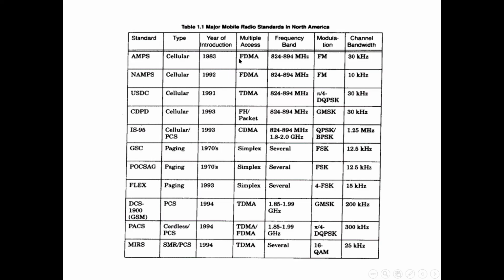The type of multiple access is frequency division multiple access. The frequency band is 824 up to 894. So what will be the total bandwidth of the Advanced Mobile Phone System? 70 megahertz. Okay, and the channel width is 30 kilohertz. Good.